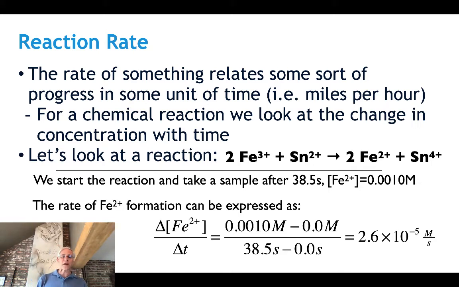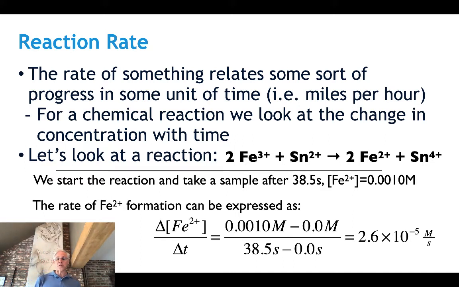We can write the rate of iron 2+ formation as the change in Fe2+ concentration over the change in time. That delta symbol that we see there indicates change. Anytime we see that delta, we're going to say that that's change. So the change in the concentration of Fe2+ over time. To calculate that, we just use the formula, the concentration final minus the concentration initial on top. That gives us our change. The time final minus time initial on the bottom, and that gives us the change in time.